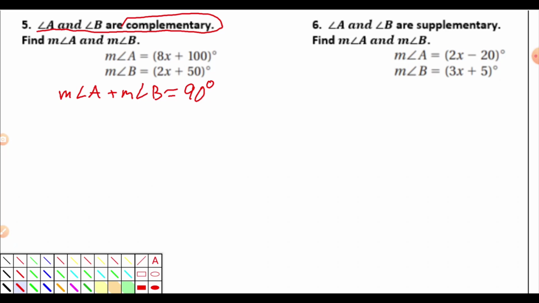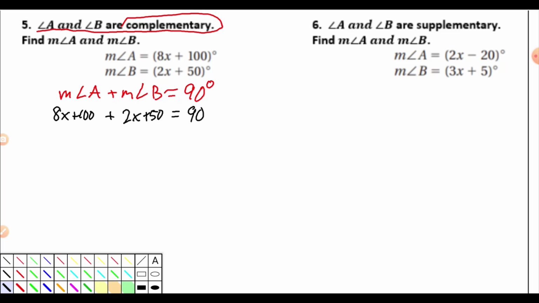Perfect. And the beautiful thing is they want us to find the measure of angle A and B, and we know what those are, so we're going to substitute in right now. So do a little substitution. So I'm going to get 8x plus 100 plus 2x plus 50 is equal to 90.